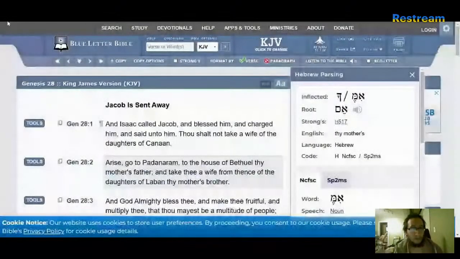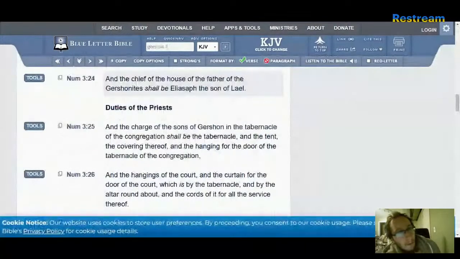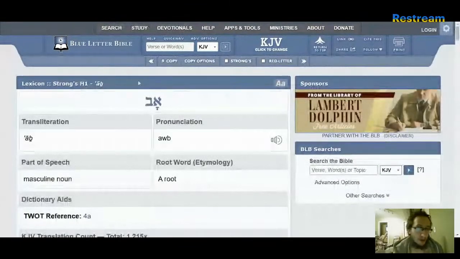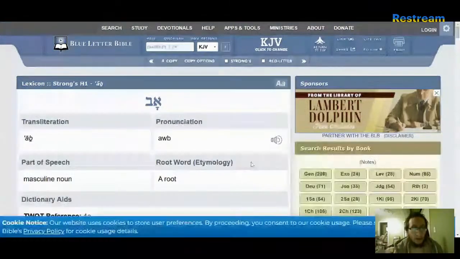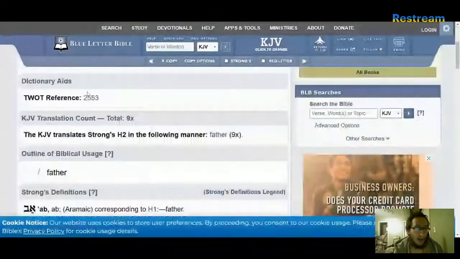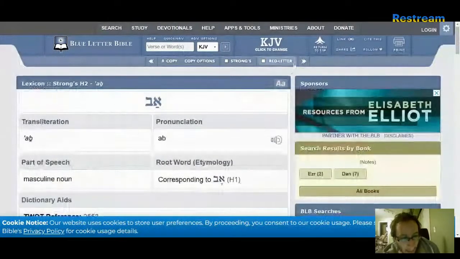Let's take a look at Blue Letter Bible to see father. Let's go back to father. And so remember, father was the first number, Strong's H1. So when we go to the next page, it's going to say Strong's H2 for ab, and that's the Aramaic. So in the Aramaic portions of the Bible, it's spelled the same. Okay, so that doesn't really count because it's the same exact word.